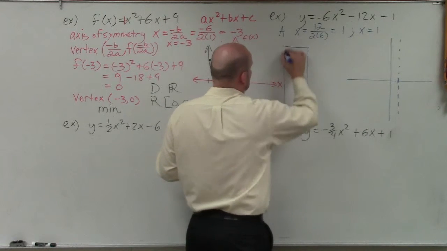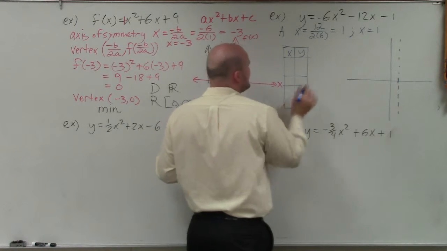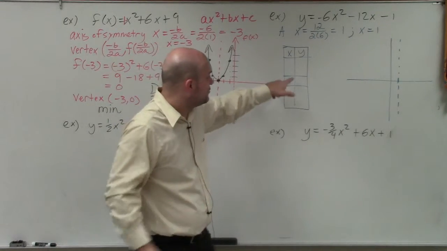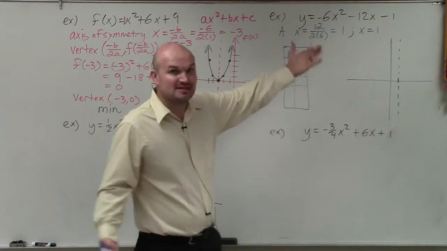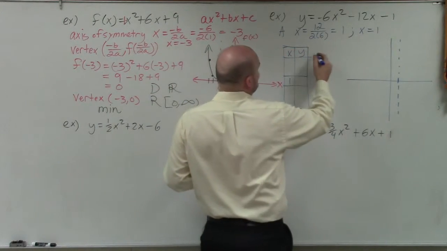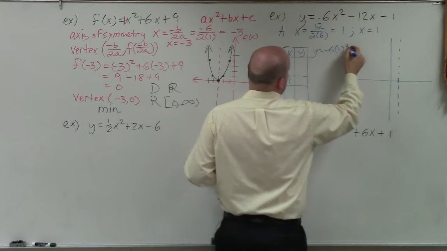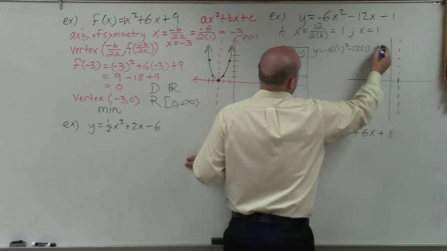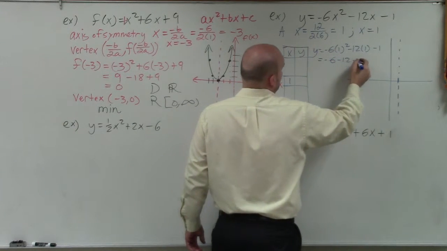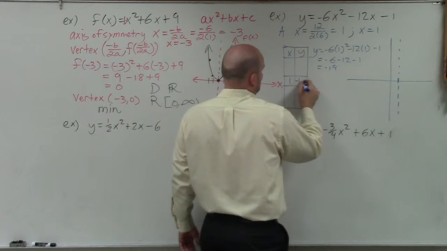So let's go and look at a table here real quick. If I was going to make a table of values, x values and y values. If I was going to say that the x value of one of my points is 1, to find the y value, what I simply need to do is plug 1 in for x and solve. It's just like what we did over here. It's just a little bit different notation. So all I'm simply going to do for my vertex is say y equals negative 6 times 1 squared minus 12 times 1 minus 1. Well, 1 squared is 1, so that's negative 6 minus 12 minus 1. So that gives me a negative 19.